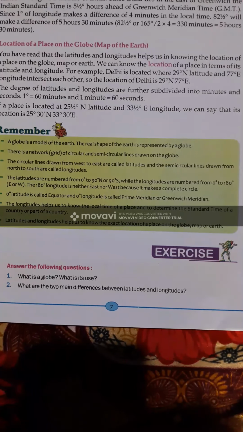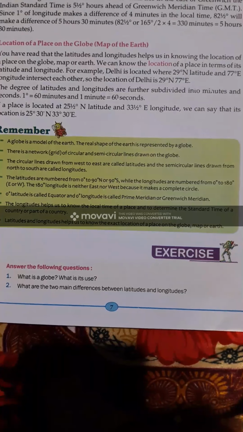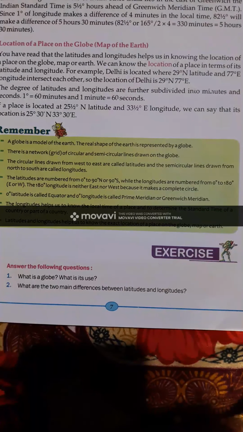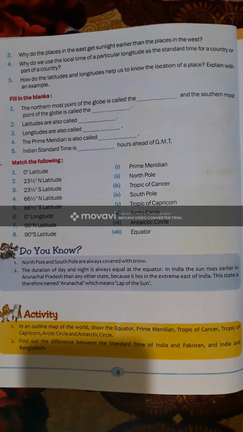Now, remember, learn all and give the answer to the following questions. What is a globe? What is its use? What are the two main differences between latitudes and longitudes? Why do the places in the east get sunlight earlier than the places in the west?